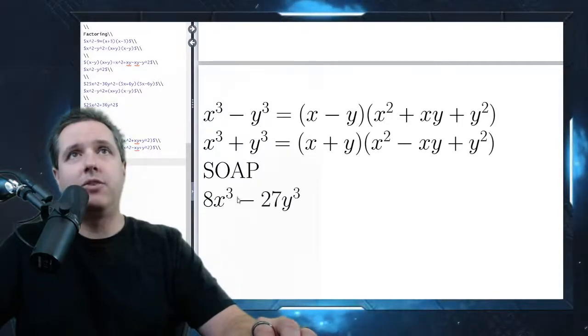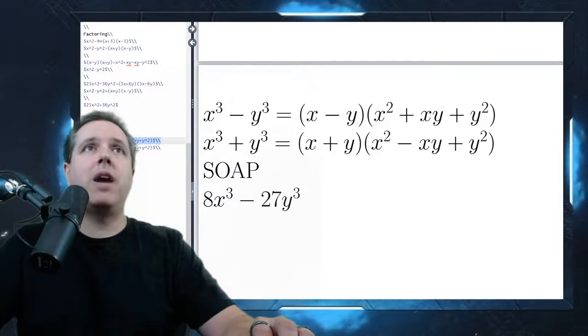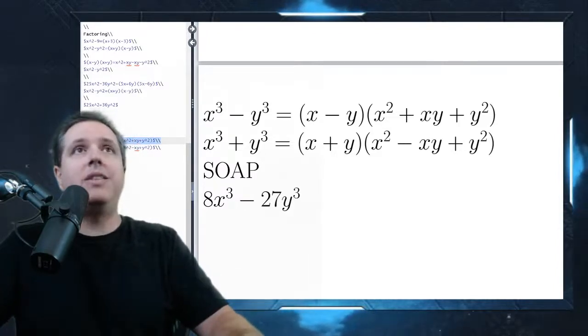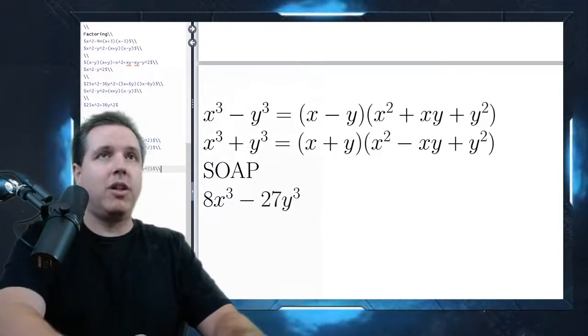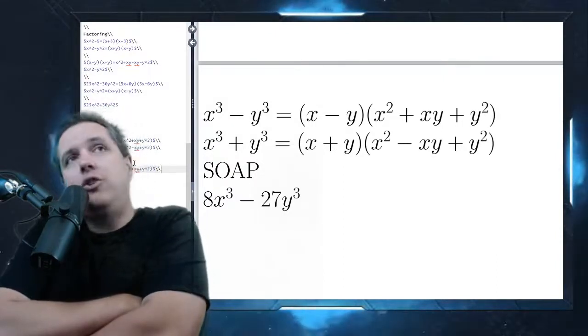I can tell because these are both cubes and there's a difference. So it's a difference of cubes. So I'm going to grab the sum and difference of cubes formula. Now, as far as learning these formulas, how should you go about doing that?